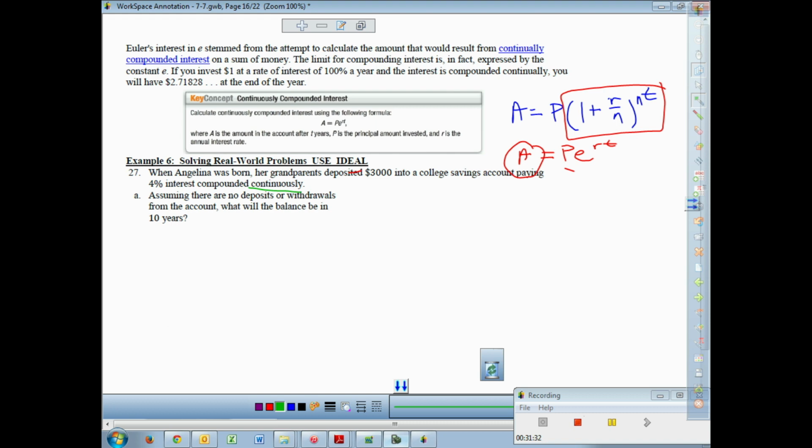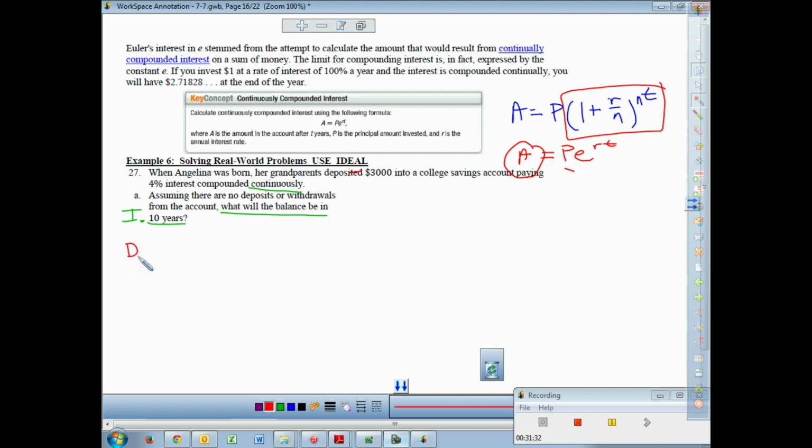Can you identify the question for me? Isn't it right here? What will be the balance in 10 years? Yes? No? First question, have you done IDEAL problems before? Yeah, you did. In geometry, you should have. Put an I right there. Identify the question. Put that I step.